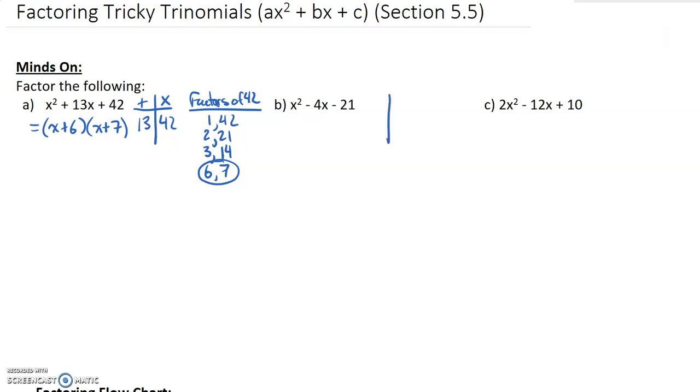The second one, we have two numbers that add to -4 and multiply to -21. So we want factors of -21. Because they add to a negative number, the larger factor is going to be negative. So I can have that, or I can have that. 3 minus 7 gives you -4. So those are the correct factors. So x, and I'm going to have plus 3 and minus 7. That's my answer for that one.